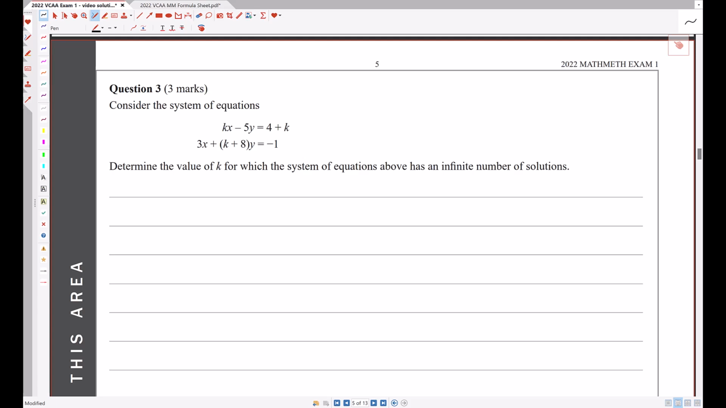Okay, question 3. Now this is where I'm going to be looking at this question with a 2023 lens. So in 2022, I would have taught my students to answer this question by setting this up as a matrix equation and looking at when the determinant of the 2 by 2 matrix is 0.